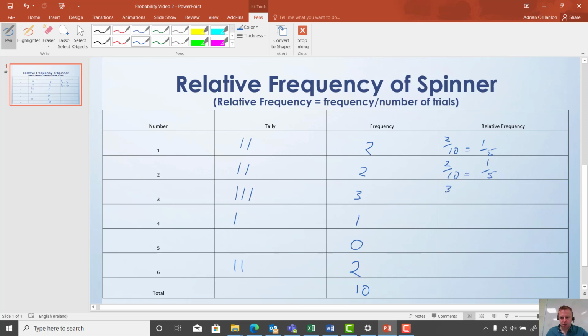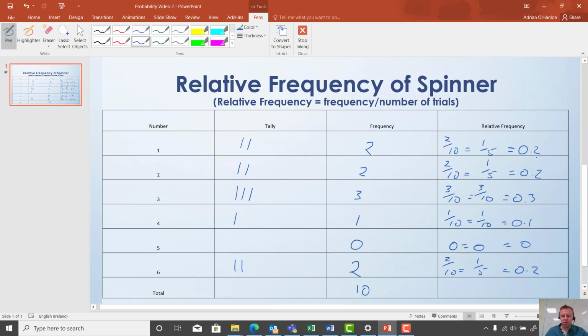That's going to be 3 out of 10. I can't simplify that any further. 3 out of 10. That's going to be 1 out of 10. 0, which is equal to 0. 2 out of 10, which is equal to 1 out of 5. And then if you wanted to, sometimes you might have to change these to decimal places. So that's 0.2, 0.2, 0.3, 0.1, 0, and 0.2.